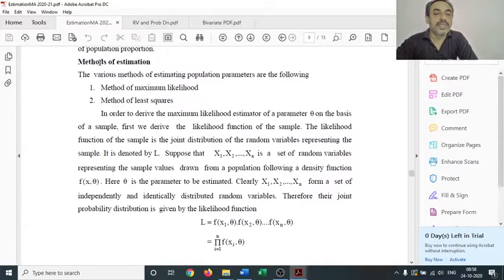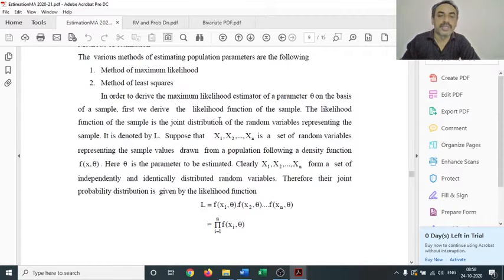After discussing various desirable properties of a best estimator, next our topic is methods of estimation. Here we mainly discuss two methods of estimation. One is the method of maximum likelihood estimation and the second is the method of least squares. Before we come to the details of maximum likelihood estimation, we will discuss the likelihood function. What is meant by likelihood function?